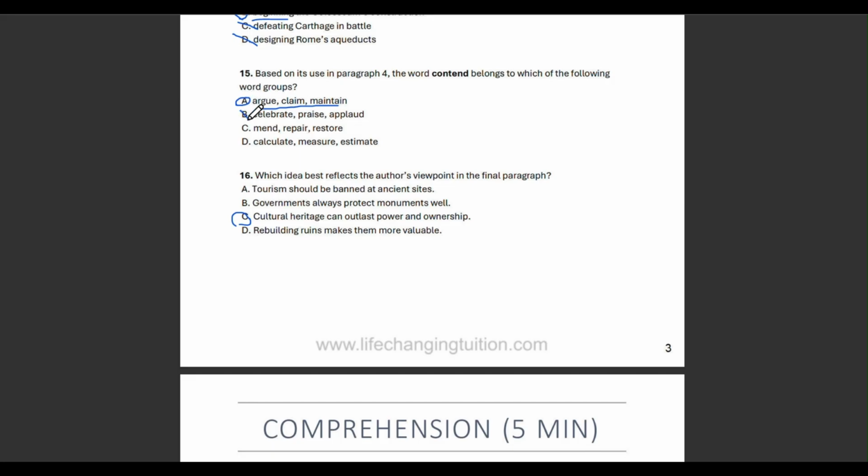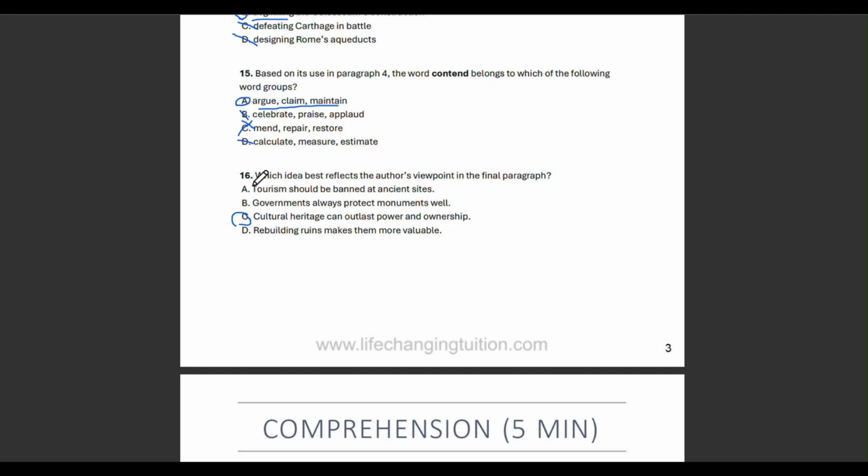Now, why not the other choices? Celebrate and praise don't fit a discussion or debate about something. Mend and restore are about fixing things, like physical objects, not stating or arguing an opinion. And D, calculate and measure, those are more math or science words, not for discussing ideas.